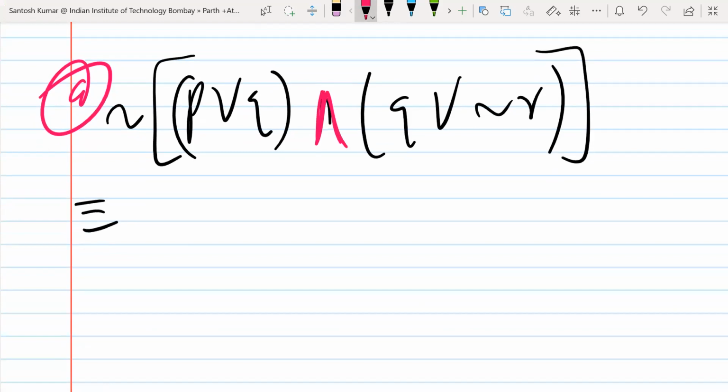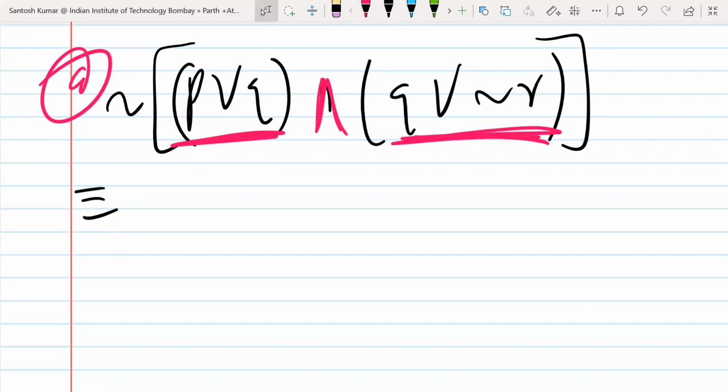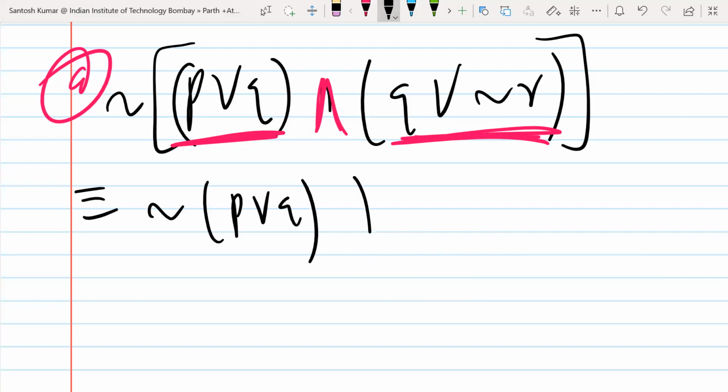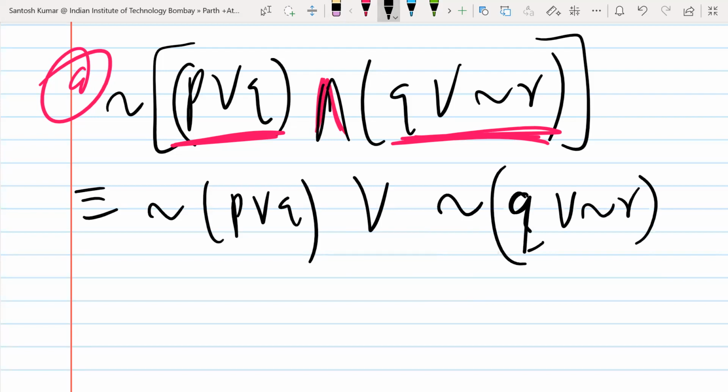So what is the negation of P and Q? You will see this like P and this like Q. So what is the negation of P and Q? It will be negation of P or Q, or this and will convert into what? Negation of Q or not R. You can write this in one bracket if you want, and this in one bracket.